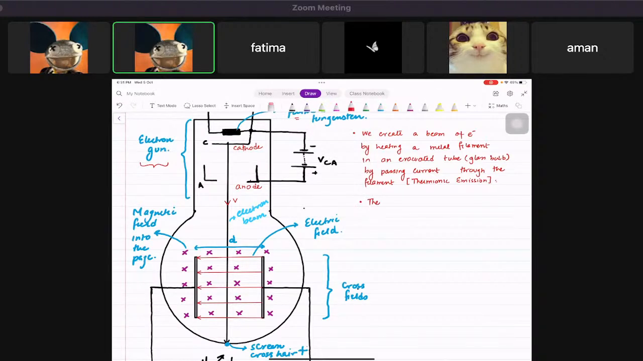The heated filament liberates electrons, which are then focused into a beam.